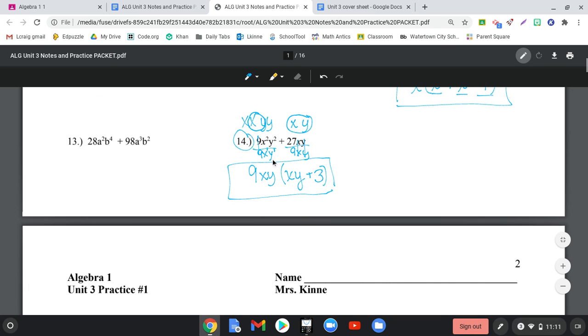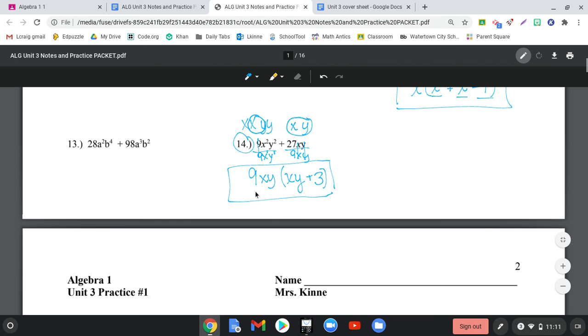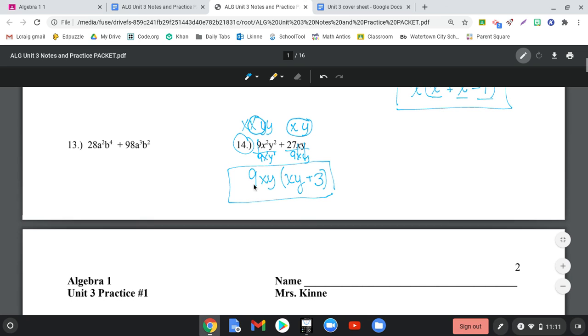And at any point, if you want to use your distributive property the normal way to see if you get the same thing as what you started with, it's not a bad idea. 9xy times xy would be 9x squared y squared. 9xy times 3 would be 27xy.